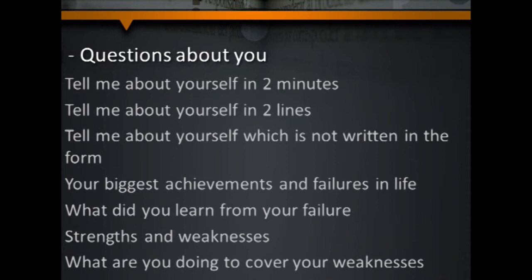The thing I would say is pick at least two achievements and two failures in your life, because sometimes what happens is you talk about one achievement and he might say, okay, that's fine, that's related to something, but can you talk about an achievement related to your work, or something like that.